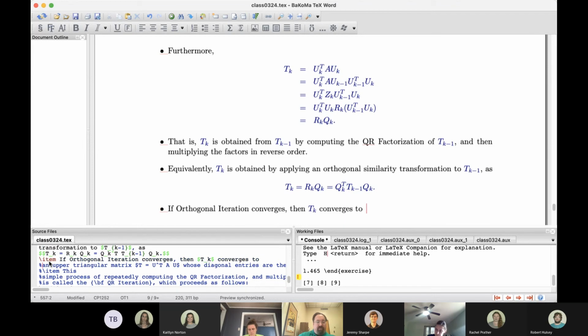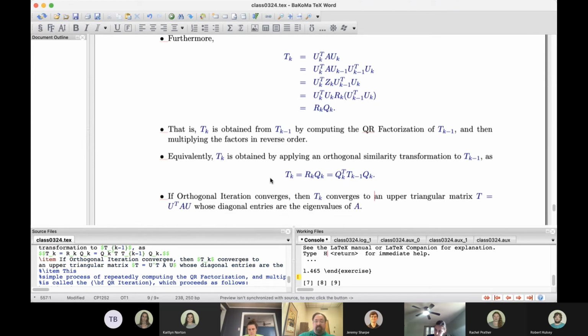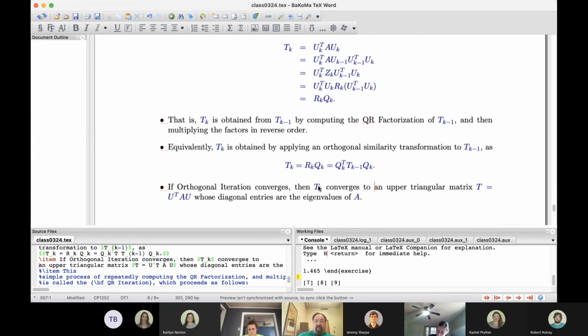Now, if the iteration converges, then T_k converges to an upper triangular matrix, and the diagonal entries are the eigenvalues of A. That is a Schur decomposition.